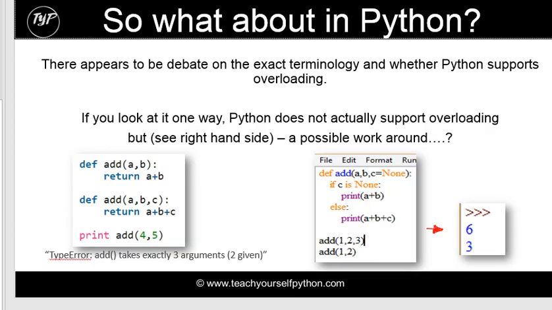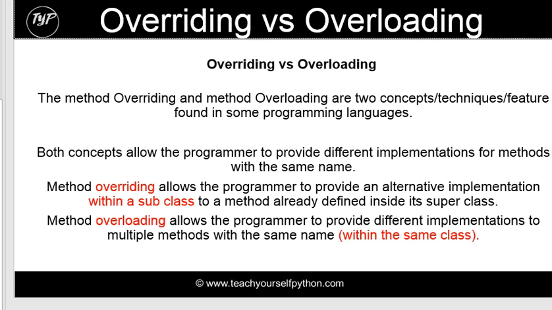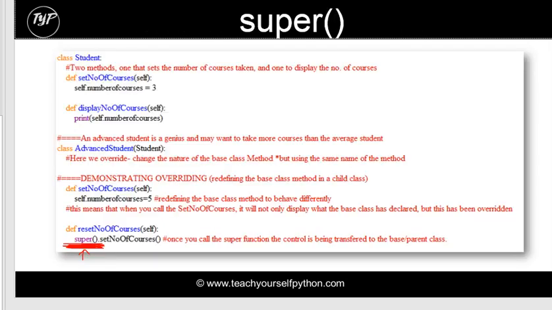Having said that, there is a possible workaround. So if you type this out, you'll see that it is actually possible to call the add function with 3 or 2 parameters and get a result. So if you look at it one way, Python does not support overloading, but a possible workaround is possible. So does it or does it not? The important thing is that you remember the definitions of overriding and overloading. The super function, the super dot keyword, very important. You'll use it time and time again when you're coding, so that's quite important to understand also how that works.